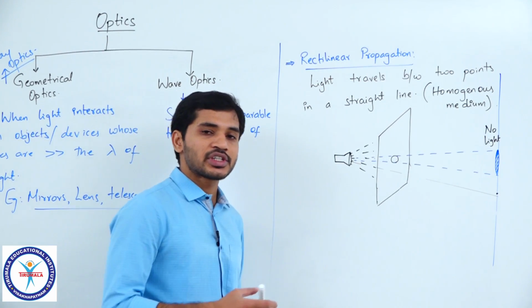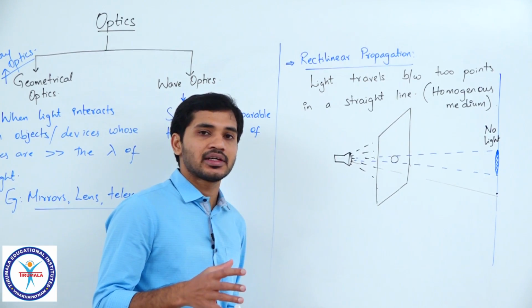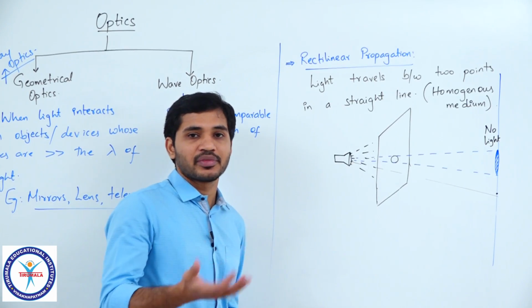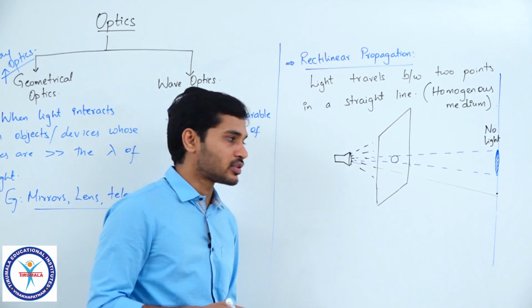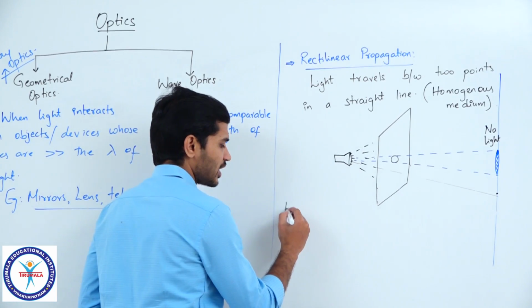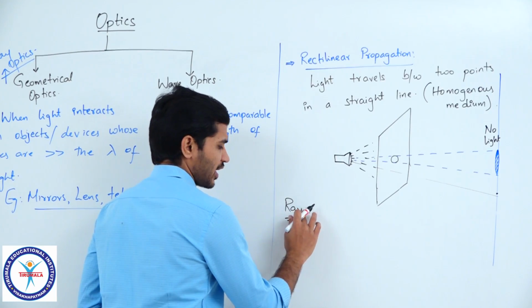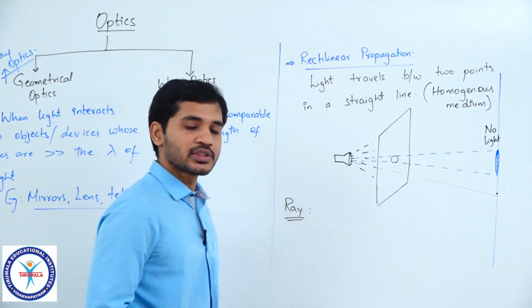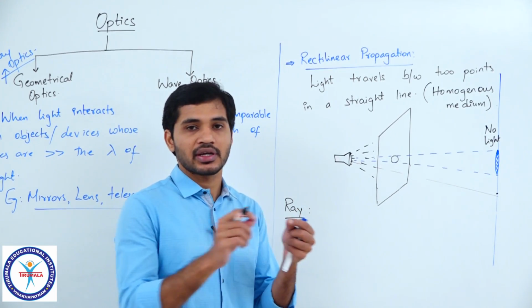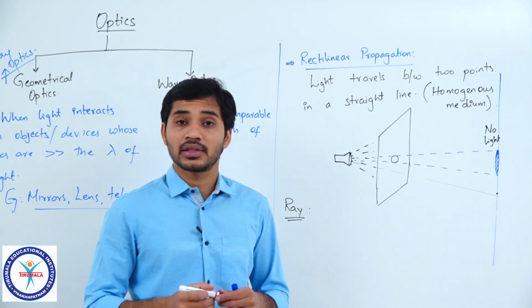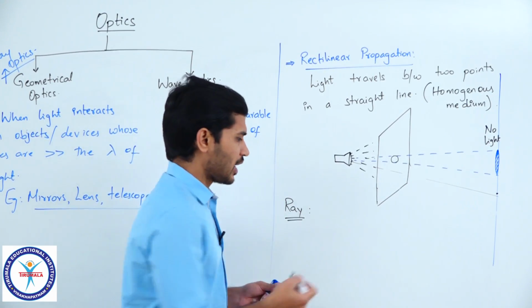And throughout this chapter we will be understanding all properties or behavior of light, object, image formation. All this will be understood by using the concept of rays, which I have earlier mentioned. So, a ray is basically a straight line which we use to represent the path followed by light. I will just write it down.